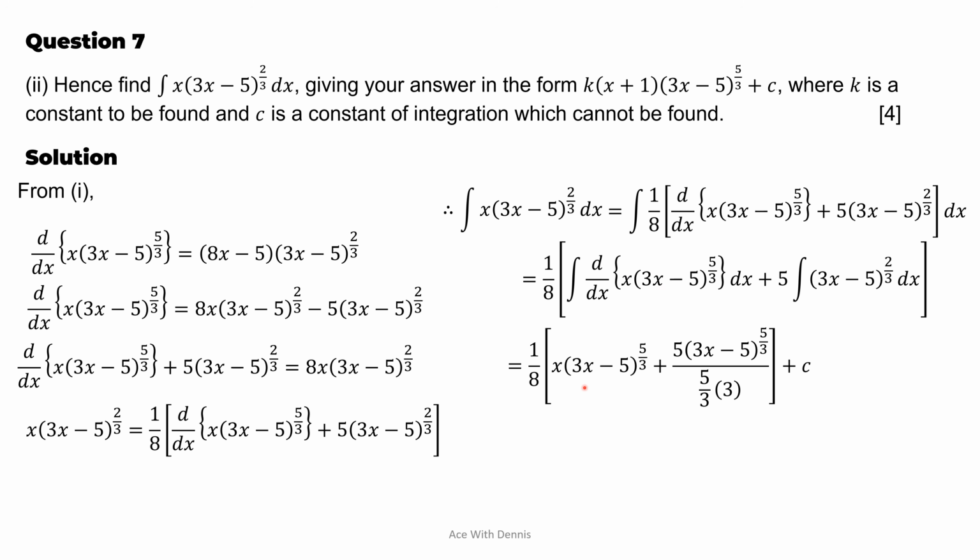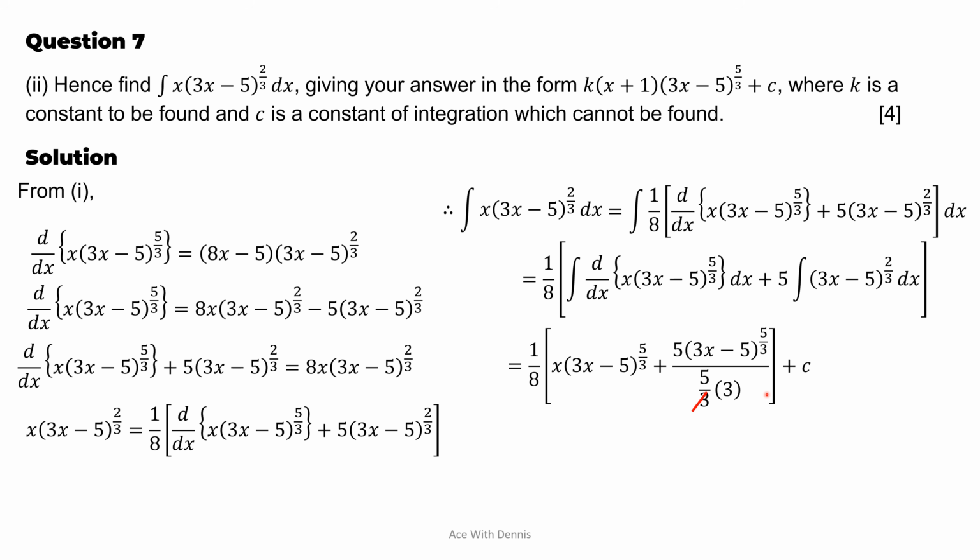So it's just x times (3x minus 5) to the power 3, right? The 1/8 just copy down. And then 5 is just outside, right? Integration of (3x minus 5) to the power 2/3 will be (3x minus 5) to the power 5/3 over 5/3 times 3, right? So the power plus 1, okay? And the power, we copy down at the bottom. We differentiate the bracket here, we get 3 here. Okay, then plus a c.